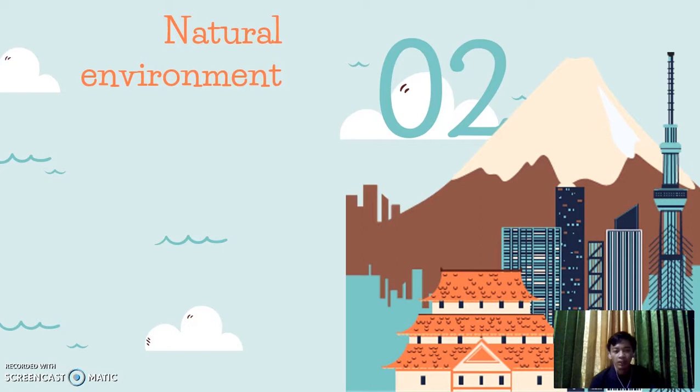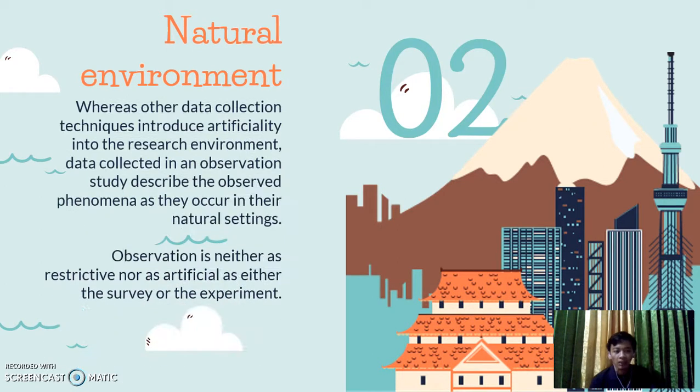The second is natural environment. Whereas other data collection techniques introduce artificiality into the research environment, data collection in an observation study describes the observed phenomena as they occur in their natural settings. Observation is neither as restrictive nor as artificial as either the survey or the experiment.